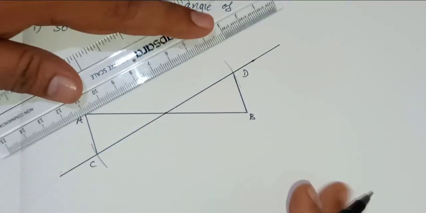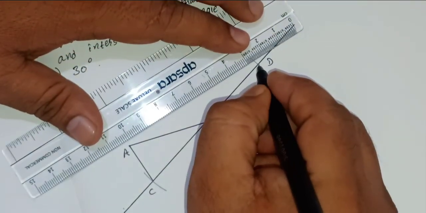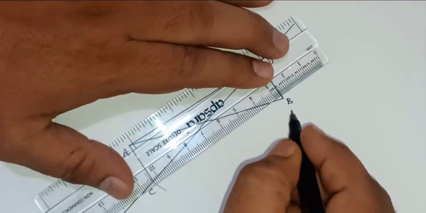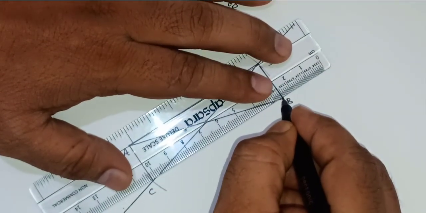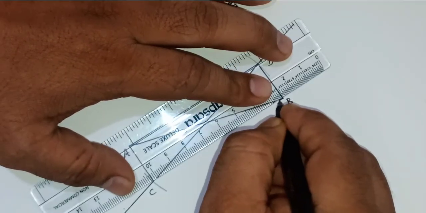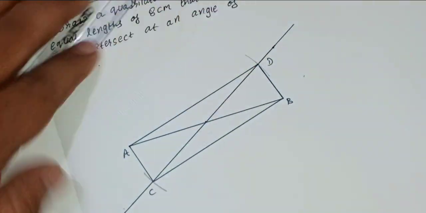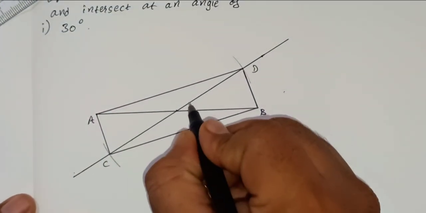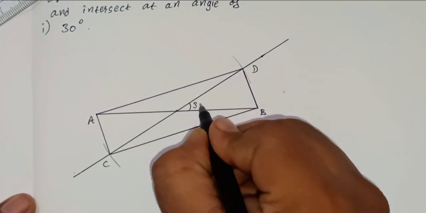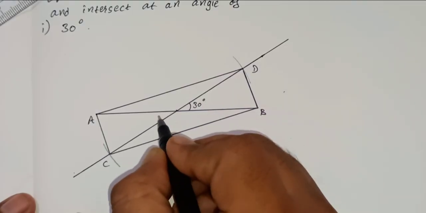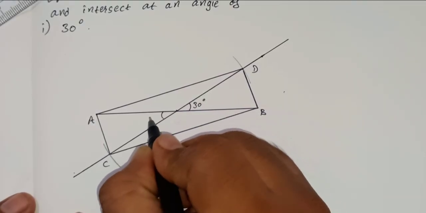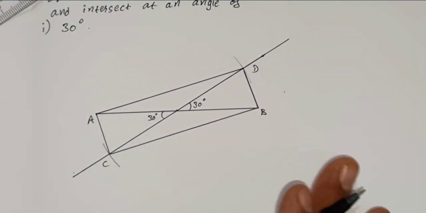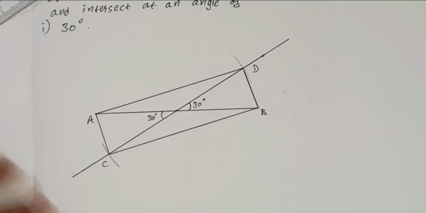We'll join it, both AC and BD. Right, and join AD and BC. Okay, right. So this is the rectangle given for 30 degree. Now we will find for the next, that is for 40 degree.